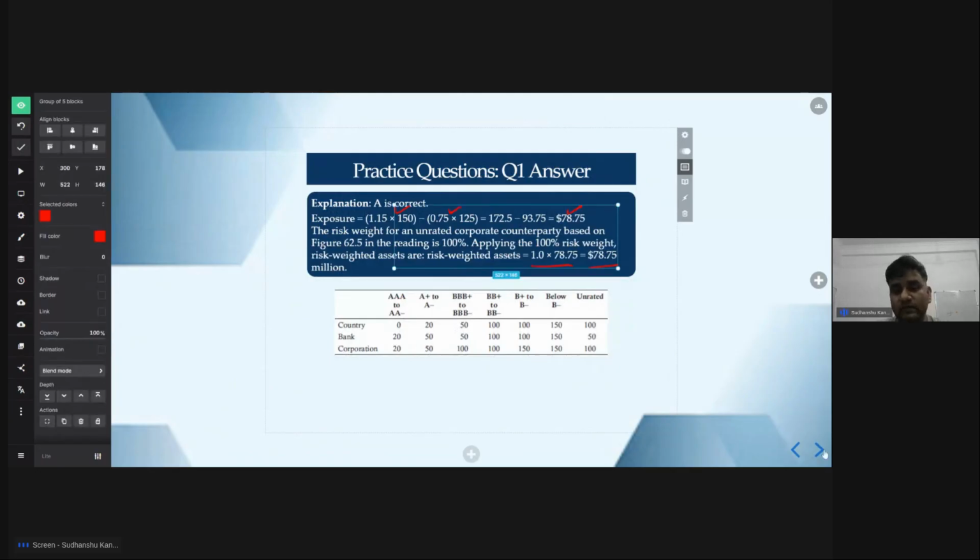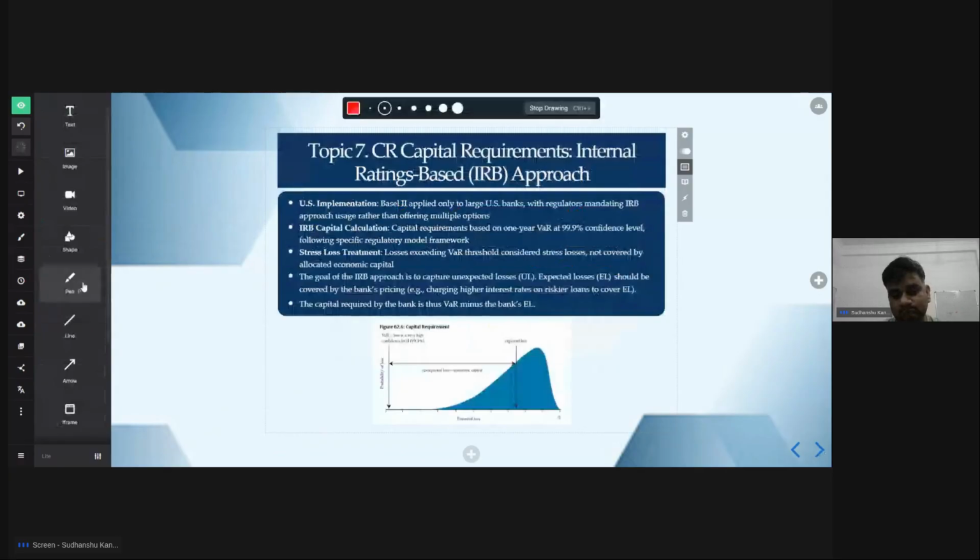Okay, next one is, basically now we have to understand the credit risk capital requirement, the IRB approach, right? See, when you talk about the US implementation, what you need to understand is that Basel II IRB, internal rating based approach, in the US was applied only to your large banks. Regulator mandated your IRB usage rather than allowing your choice, right? Why? Because there was a concern, right? This reflects your concern about your model consistency and regulatory oversight.